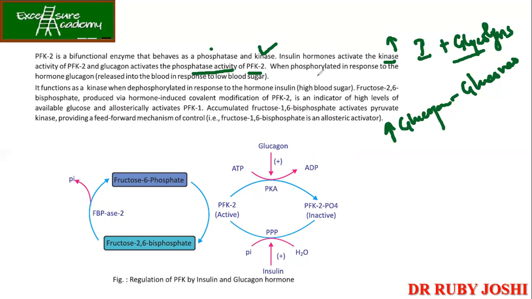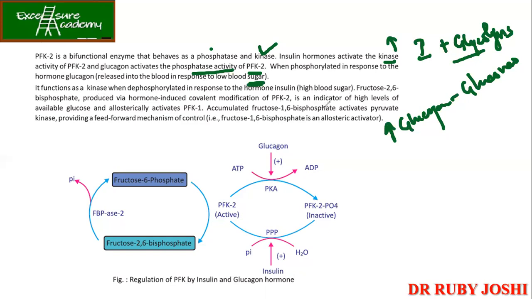Okay? So when phosphorylated in response to the hormone glucagon, which is released into the blood in response to low blood sugar, the enzyme functions as a phosphatase. It functions as kinase when dephosphorylated in response to insulin. Fructose 2,6-bisphosphate is produced via hormone-induced covalent modification of PFK2 as an indicator of high levels of available glucose and allosterically activates PFK1.